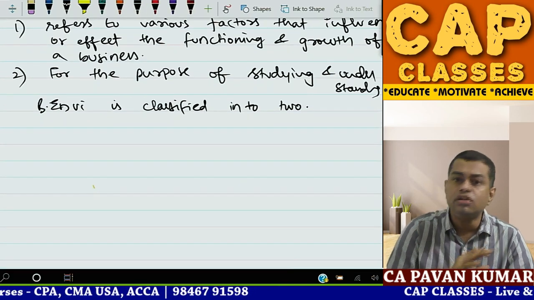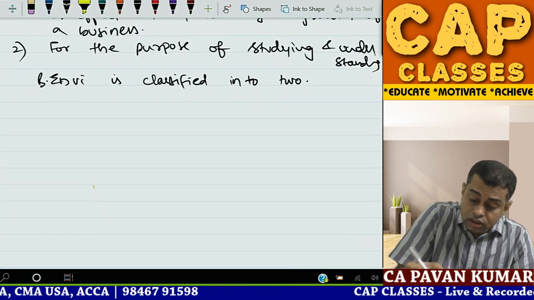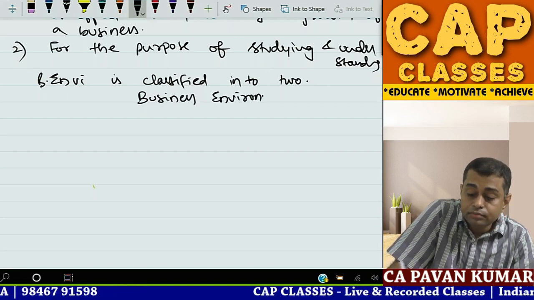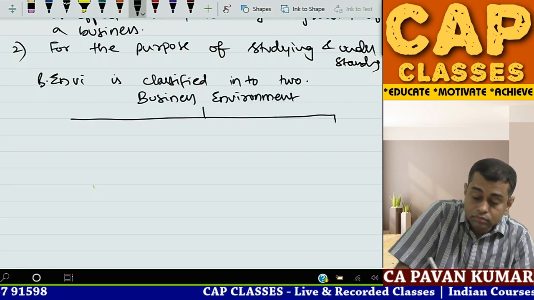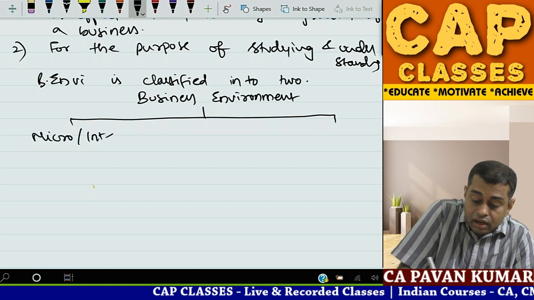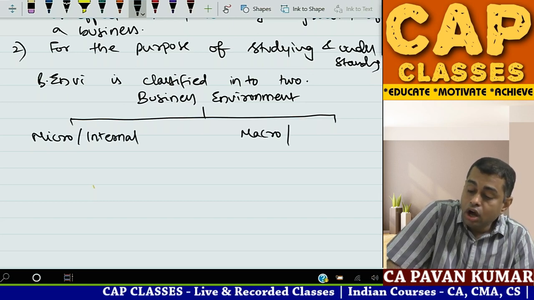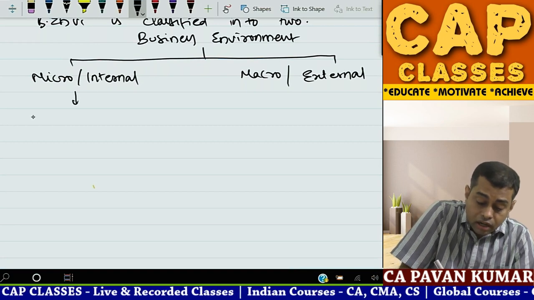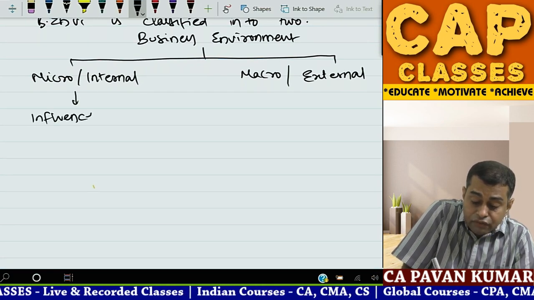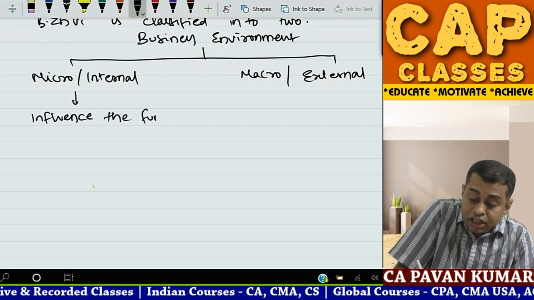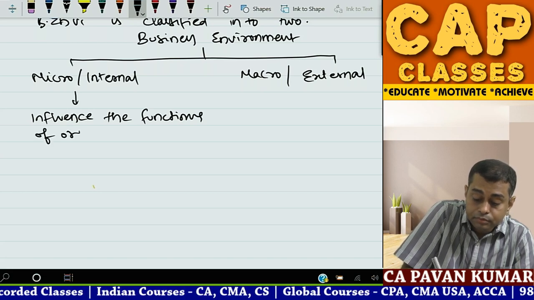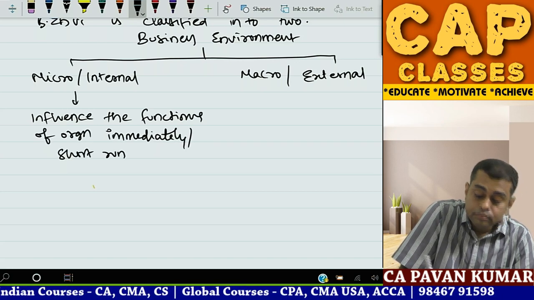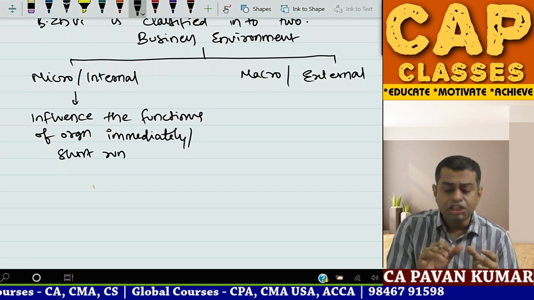Conceptual knowledge also is important. That is the reason I'm explaining you all these things. So from business environment, draw two arrow marks down: micro or internal, macro or external. These micro or internal factors influence the functioning of the business organization immediately or in the short run.